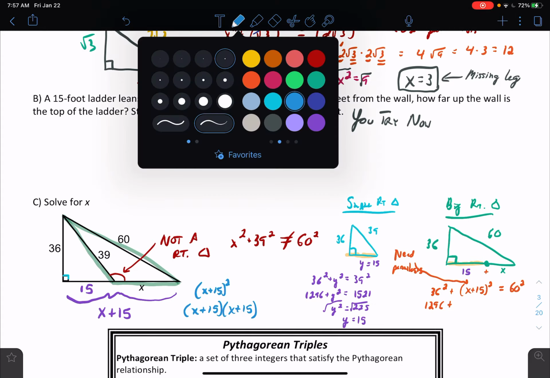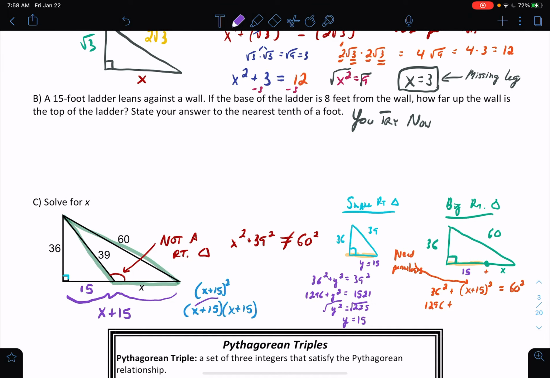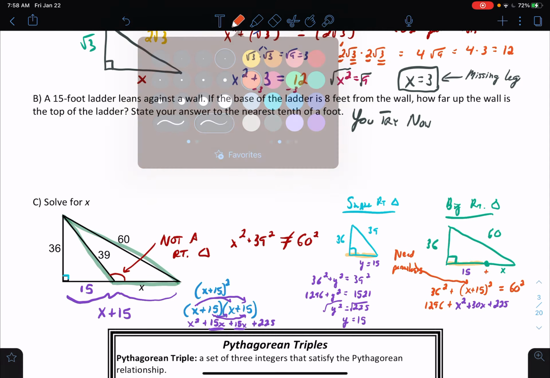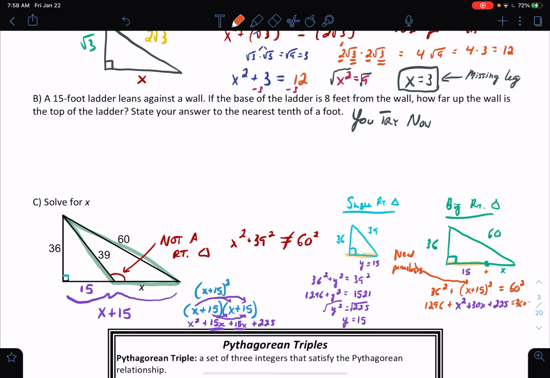So then, when it's x plus 15 squared, we get x times x, which is x squared, x times 15, which is 15x, 15 times x, which is 15x, and 15 times 15, which is 225. Then when I combine like terms, I get x squared plus 30x plus 225. And then that equals 60 squared, which is 3,600.